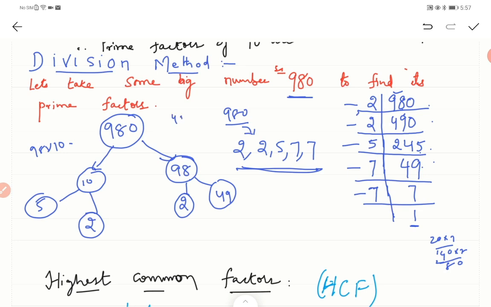Just check if you want to verify. 49 into 2: 9 twos are 18, 4 twos are 8, so 98, isn't it? So 2 49s is 98. I can split this as 7, isn't it? So it's almost the same, but for big numbers you will find it difficult to find the factors.